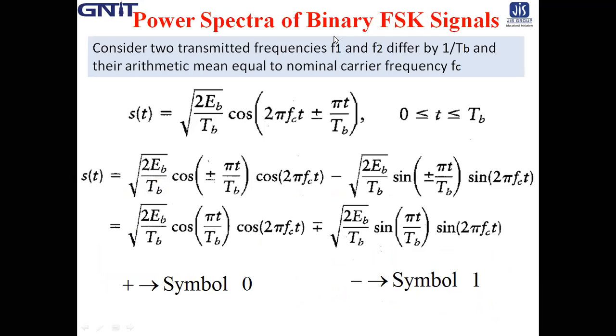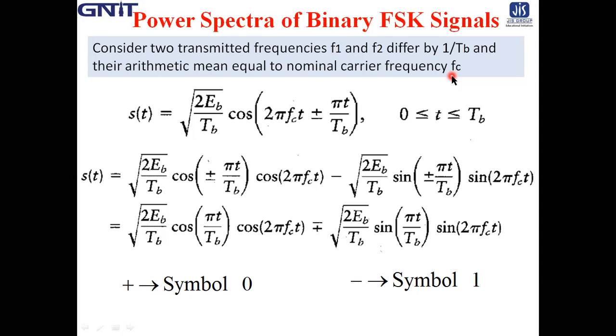Next, we now see the power spectra of binary FSK signal. Consider two transmitted frequencies F1 and F2 that differ by an amount equal to the bit rate, that is 1 by TB, and their arithmetic mean equals the nominal carrier frequency, say FC, and the phase continuity is always maintained, including interbit switching times.